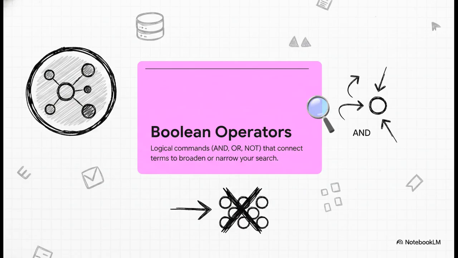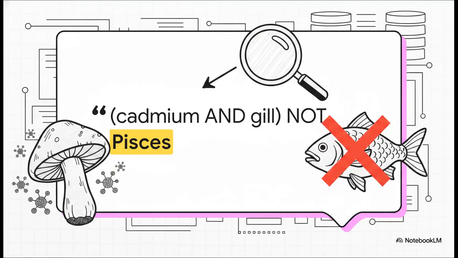It casts a wider net to find at least one of the terms, which is just perfect for stringing together a bunch of synonyms. Finally, NOT aggressively funnels your results down by explicitly excluding a term from your search entirely. To see this in action, take a look at this incredibly specific yet highly practical example. Cadmium AND Gill, NOT Pisces.